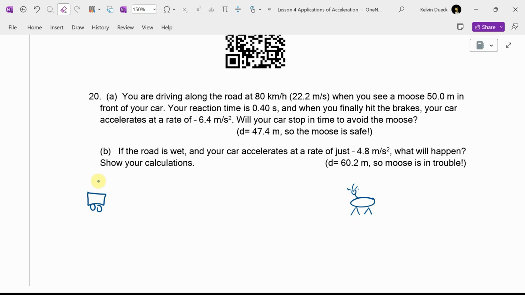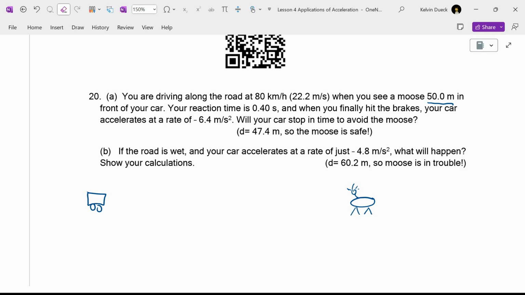I guess what I'm going to try to figure out is how far the car travels before coming to a stop. And if it's less than 50 meters, then the moose is safe. If it's more than 50 meters, then bye-bye moose. So I'm going to use that 50 not in my data, but as a check.